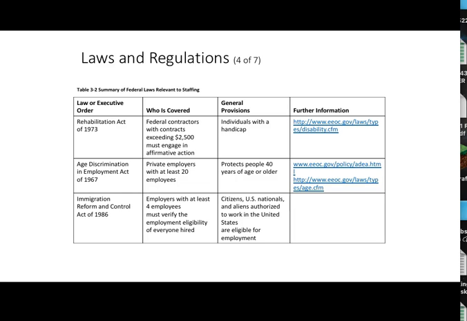ADEA, age discrimination, says it protects people 40 years of age or older. And again, there's links to that and in those interpretations. The issue with the ADEA is that it protects people who are older, but it does not protect people who are younger. For example, I can say to you, you're too young, I won't hire you. But I can't say you're too old, I won't hire you. So that's always a challenge. There are some ways of getting around it.